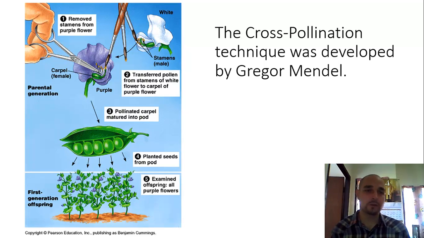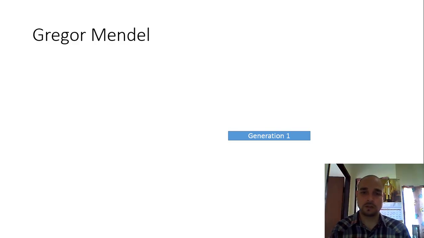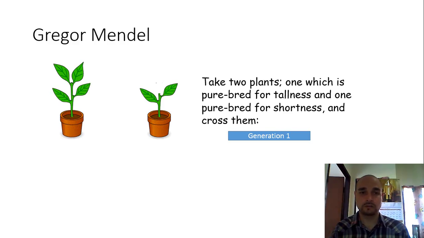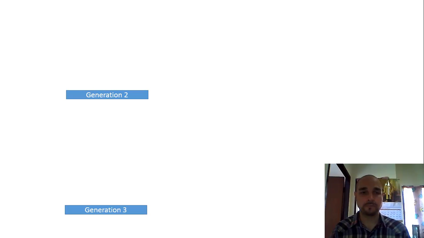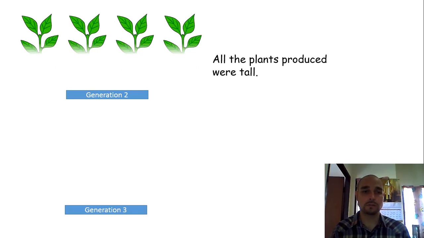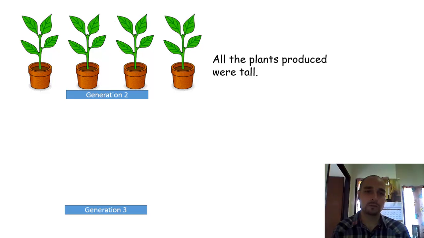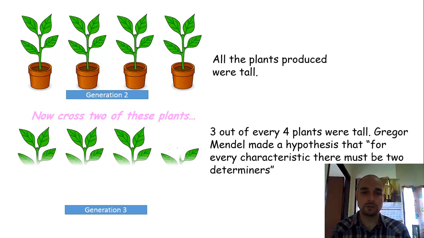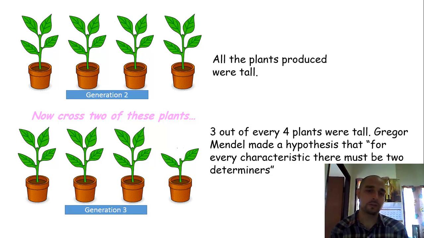The cross-pollination technique that I talked to you about in the last lecture was developed by Gregor Mendel, and this is basically what he did. In generation 1, he took a plant that was purebred tall and a plant that was purebred short, and then he crossed them. In generation 2, all the plants that were produced were tall, and then he took 2 of these plants, and in generation 3, he found that 3 out of 4 of the plants were tall.